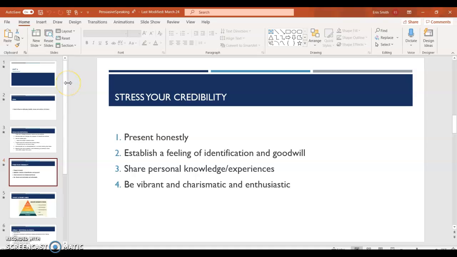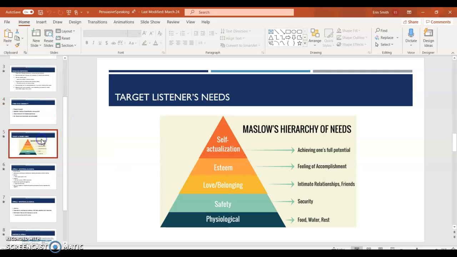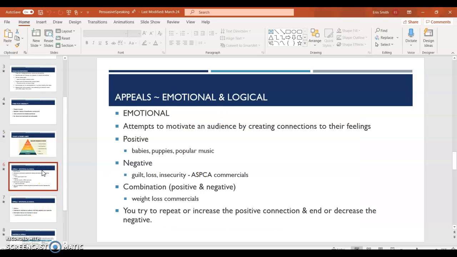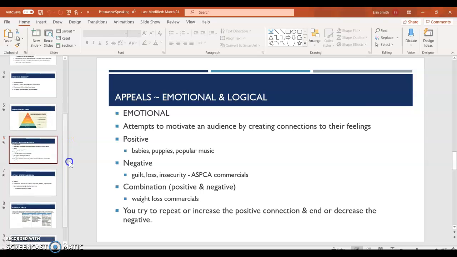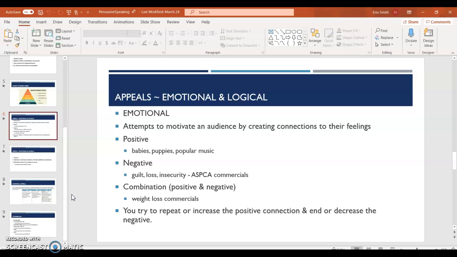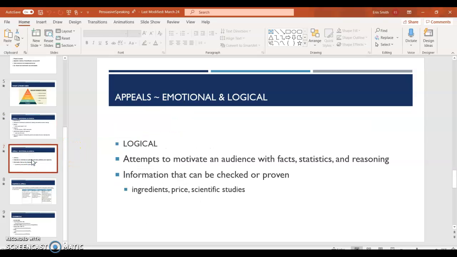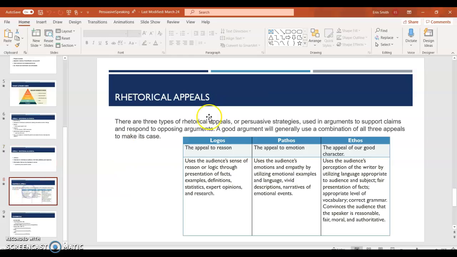Stress your credibility. In this case, your credibility is going to be research. You're going to remember your listeners' needs. Your target audience is your class. And you do have to also include appeals in your persuasive speech. So we will be practicing emotional appeals again, as well as the logical. And then these were just the other ways to think about it, the logos, pathos, and ethos.